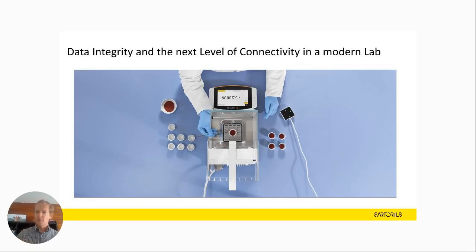Before we go into the presentation, what does data integrity mean and how do we solve that, especially for weighing applications? How do we solve that in a lab?